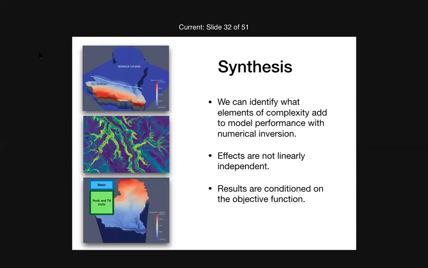To summarize, we can use numerical inversion to identify which model elements improve model performance. I think that this is a very exciting approach for testing our ideas in landscape evolution. I showed that the effects are not necessarily linearly independent. And a point that I think is really fascinating is that everything that I've said is conditioned on the specific objective function that we use to compare the models and data. That's the way that we communicate to a numerical inversion method what we think is important. So exploring how our results change if that objective function is different is an interesting thing to look into.